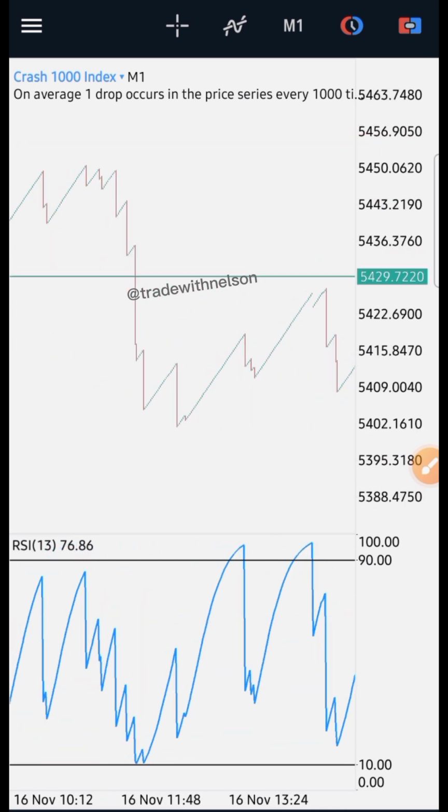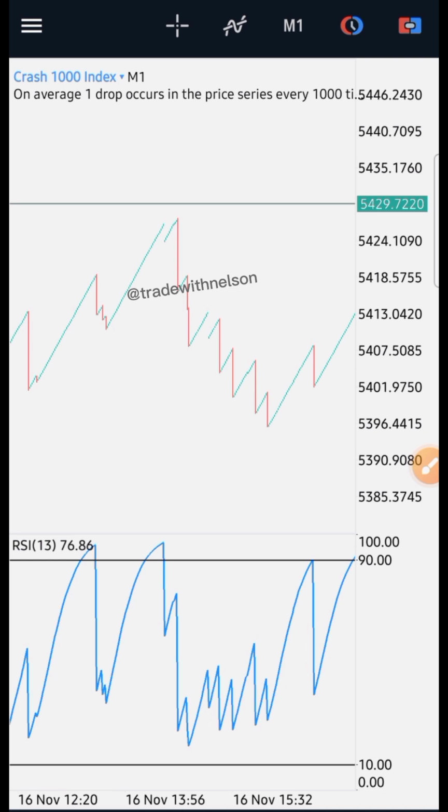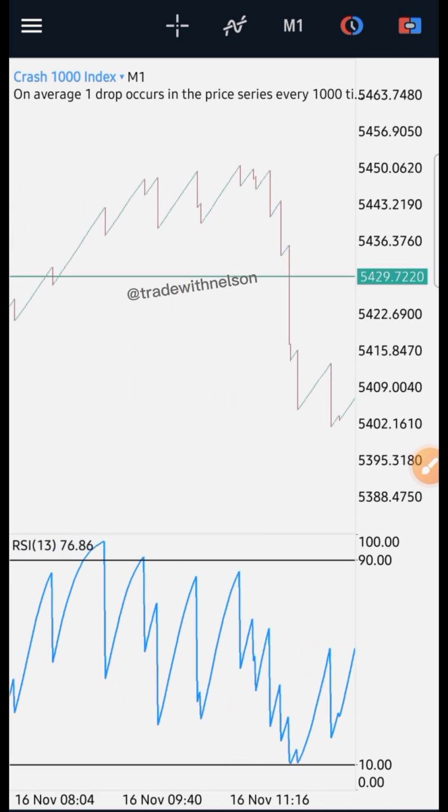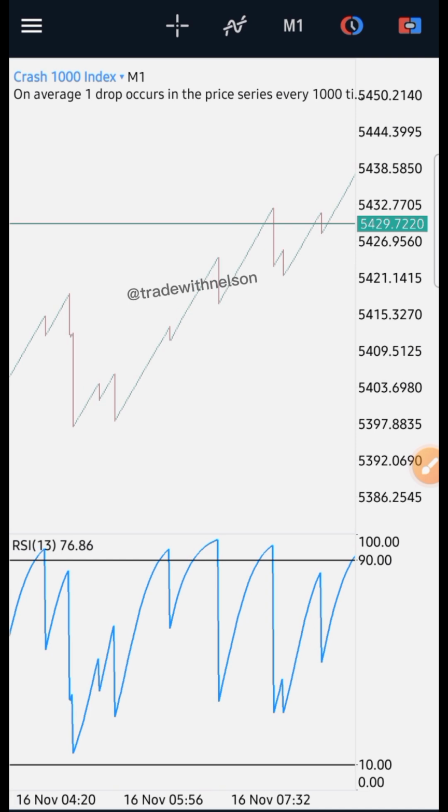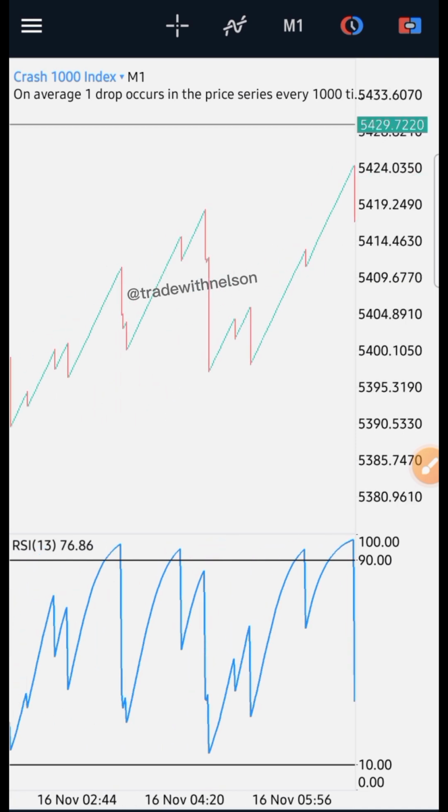So that is it guys. I want you guys to go back to your chart, backtest this strategy, then trade it using your demo account to see if it actually works for you.